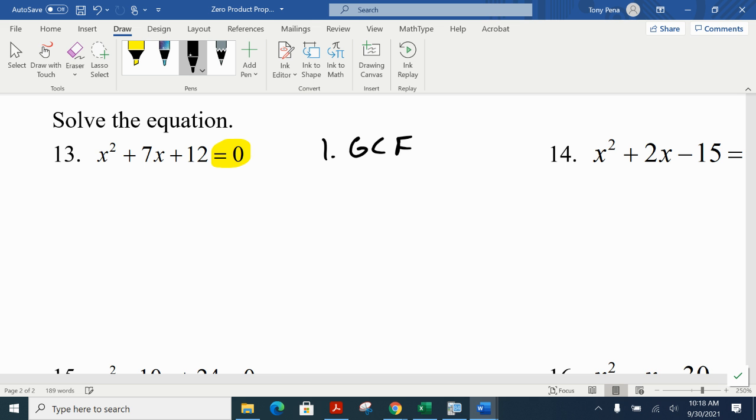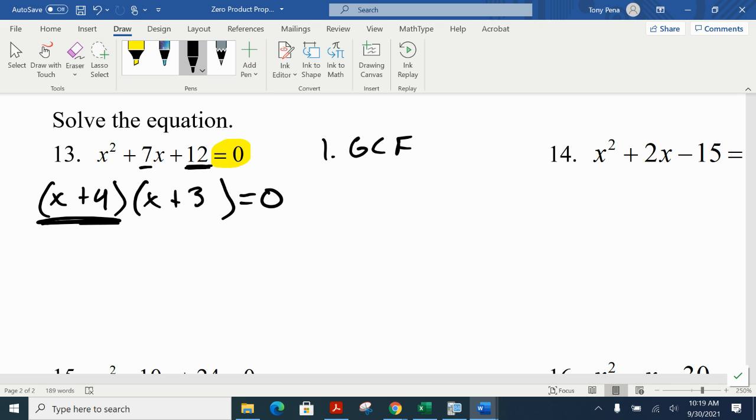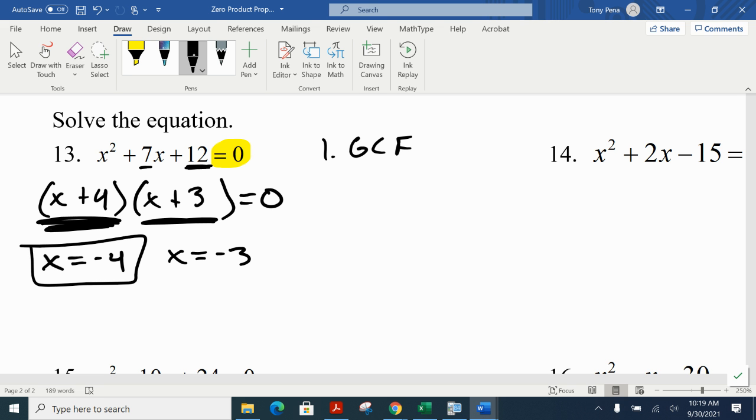There isn't one. But if we think about our little product sum idea, if I want numbers that multiply to be 12 and add up to be a 7, wouldn't that give us a positive 4 and a positive 3? Once it's in that nice factored form, we can look at this, and I would hope at this point most of us can do this in our head. Wouldn't this solution be a negative 4? And wouldn't this solution have to be the x value of a negative 3? And then those are our two answers.